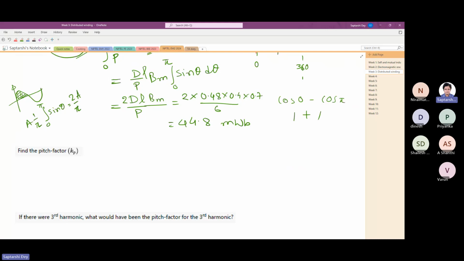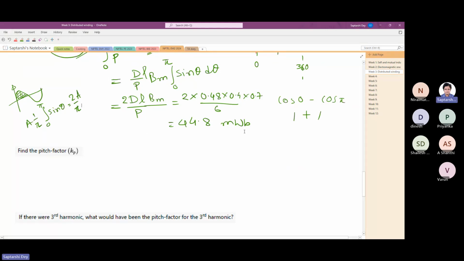Now we look into find the pitch factor. Basically two factors we will see today in this lecture. One is pitch factor, one is distribution factor. These are basically tools to make your calculations easier. Several reductions come in the total induced EMF because of distribution and because of the pitch. Once you know how to find the reduction factor, you simply multiply it with the value.